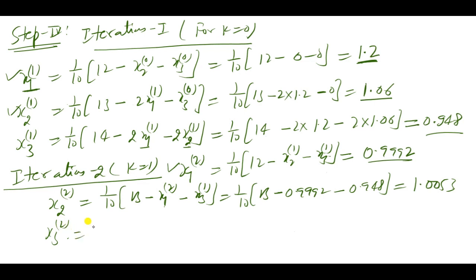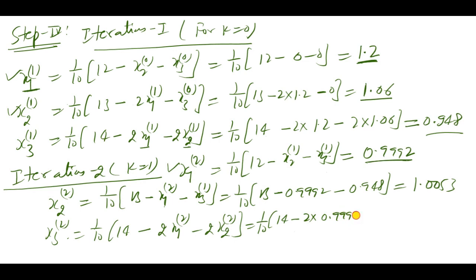Now x3^(2) is equal to 1 upon 10, 14 minus twice x1^(2) minus twice x2^(2). So 1 upon 10, 14 minus twice x1^(2), x1^(2) is 0.9992, minus twice x2^(2), which is 1.0053, and simplify this with the help of the calculator, then we obtain 0.991. Now this is iteration 2. Now iteration 3.